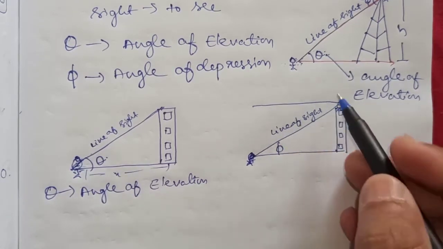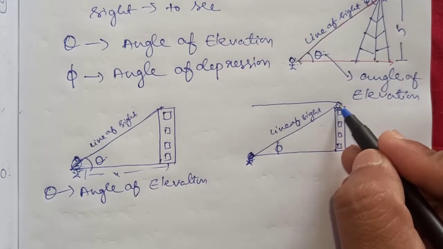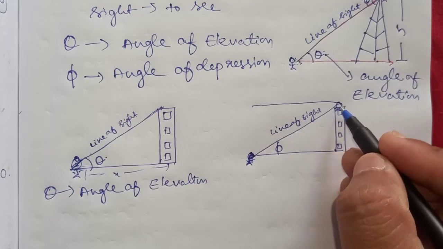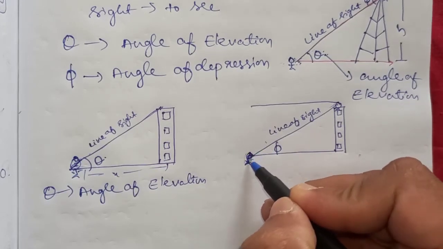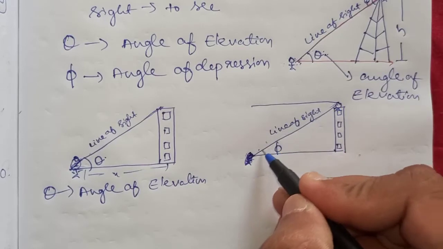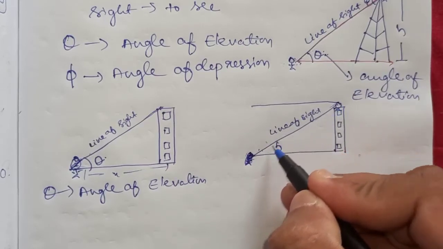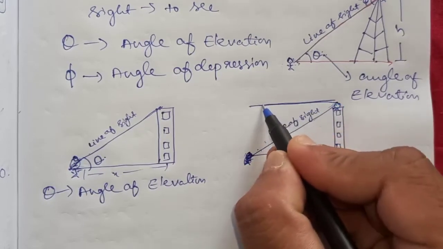Similarly, one more diagram. Suppose there is a building. Now you are standing or sitting at the top of the building, and you are observing something on the ground. This is your line of sight. This is the baseline, the horizontal line.